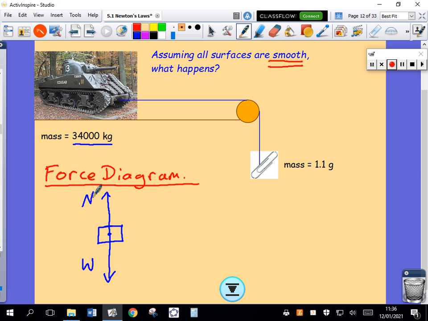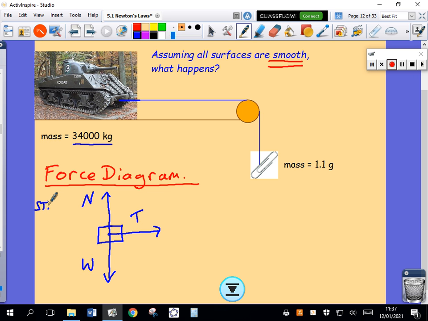What else is happening here? Well, there's a tension in this string. This is a string going along here. There's a tension in the string, and that's pulling to the right. I'm just going to call that T. What about friction? Well, there is no friction, and those are all the forces at work on the Sherman tank. Let me write ST over here for Sherman tank.